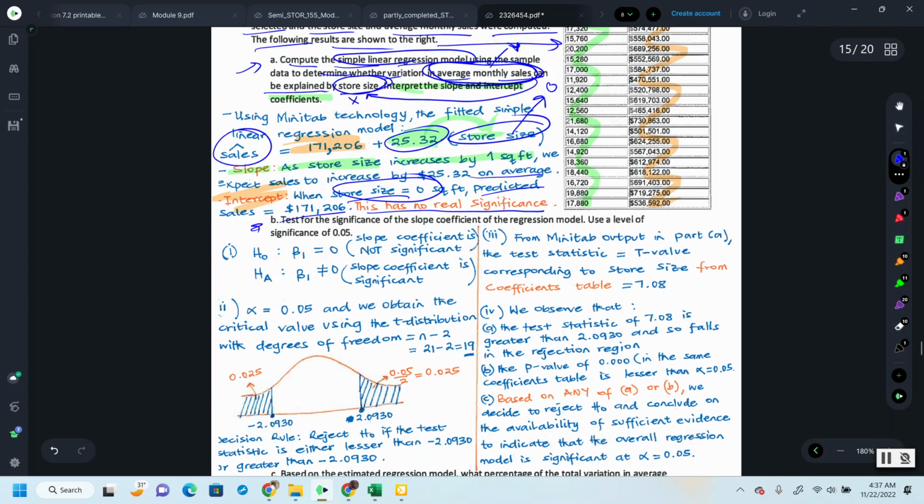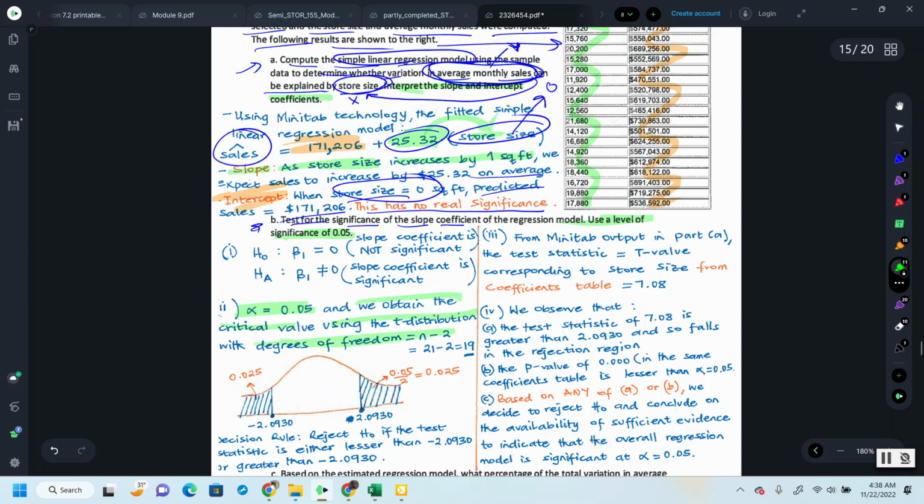Question B, we are to test for the significance of the slope coefficient. As usual, as we illustrated earlier, you set up the null and the alternative hypothesis. The null will say that the slope is no different from 0, since the null hypothesis is always the hypothesis of no difference, and the alternative is that it is not equal to 0. In this case, we're to use a significance level of 0.05. So I'm going to write that down.